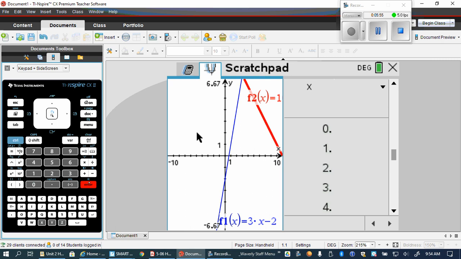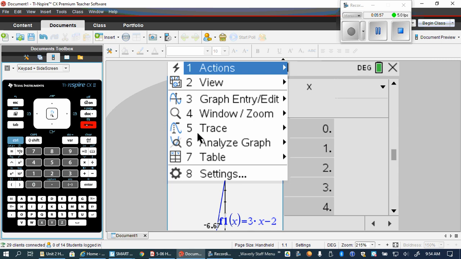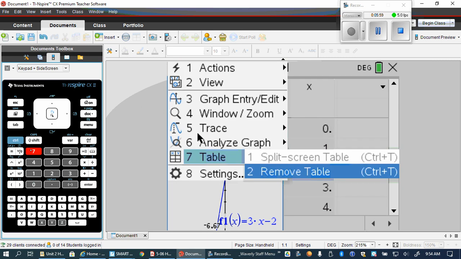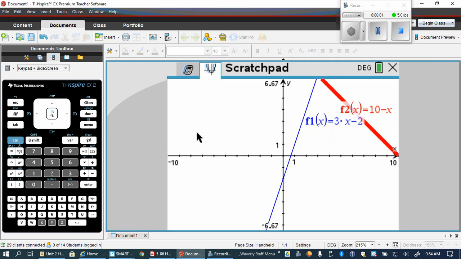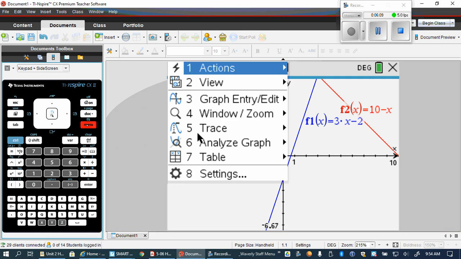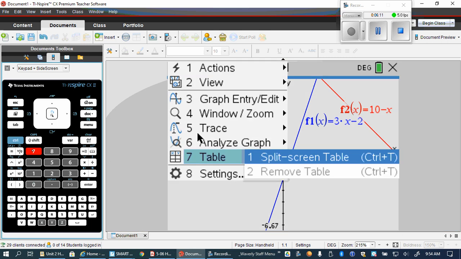So I'm going to delete this table. Go to menu, 7 for table, and then remove table for now. And now put it back in. It should give you another column for the other equation. So menu, 7, split screen table.